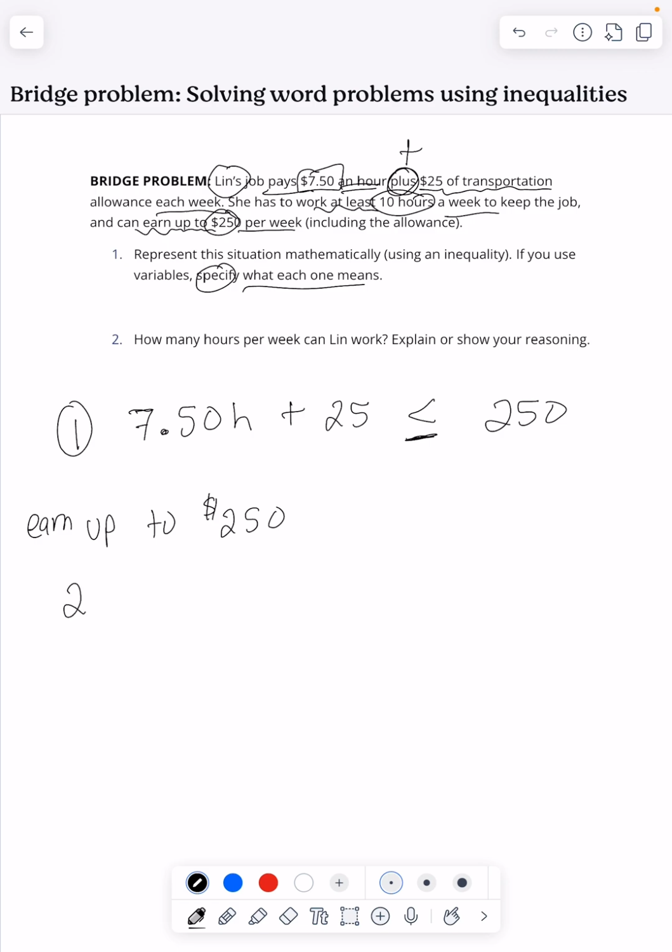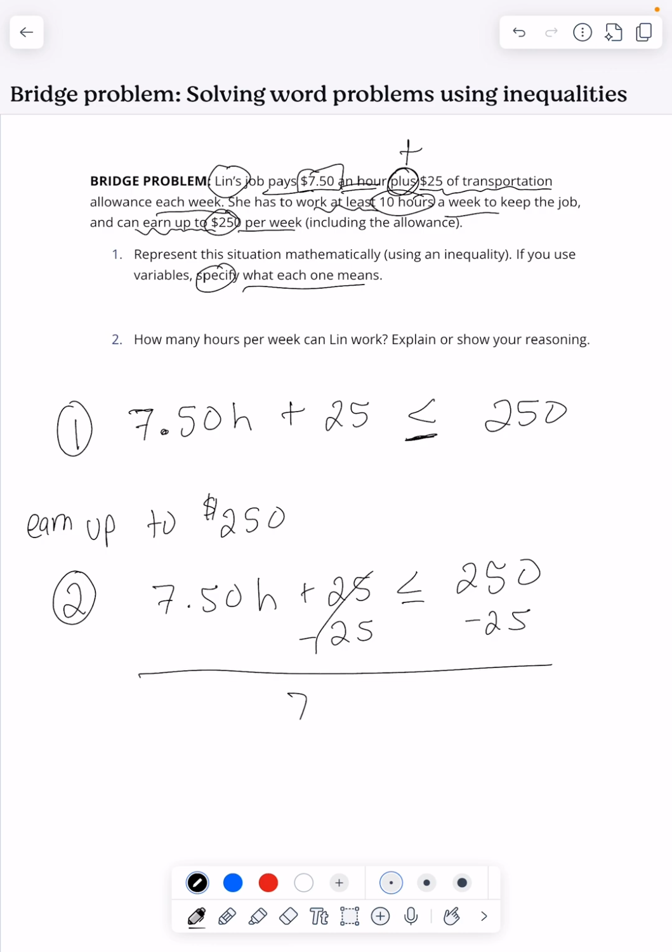But based on that, it's saying, well, how many hours can Lynn work then? And explain our reasoning. So in this case, we would just solve the inequality. So we already found the inequality is 7.50H plus 25 is less than or equal to 250. So that's what we worked on today, right? We were solving linear inequalities, very similar to the linear equations. So in this case, we'll subtract 25 from both sides. We get 7.50H is less than or equal to 225.